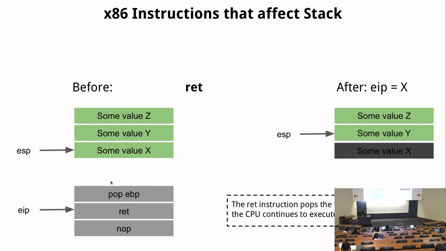Let's say this is what the program looked like. There was a pop instruction before. Then we have a return instruction. After that, it doesn't really matter. The stack looks like this, ZYX. So now we will execute the instruction return. This instruction will pop whatever ESP points to into the register EIP. So after this, EIP will be updated to the value X. And ESP will move up 4 bytes. So that is what the return instruction does.